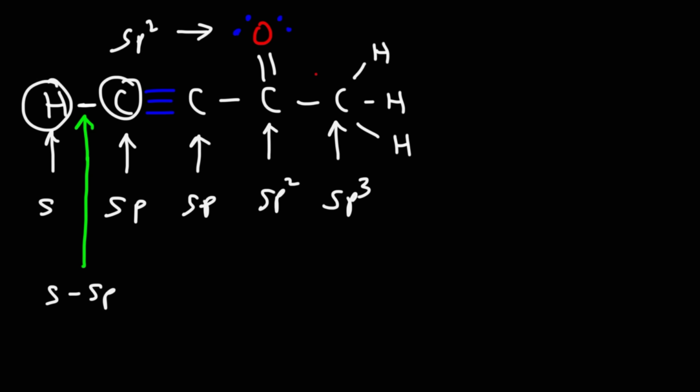If we want to find the orbital overlap of this bond, we simply look at the two atoms that connect that bond together. So that bond represents the overlap of an sp2 hybrid orbital with an sp3 hybrid orbital, as we could see here. So that's how you could determine the orbital overlap of a bond.